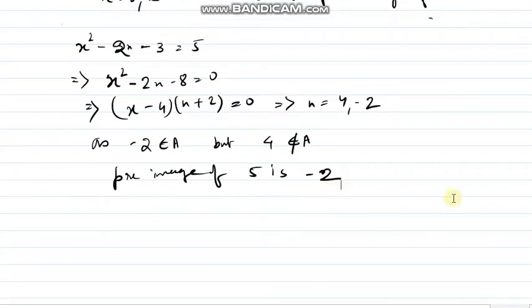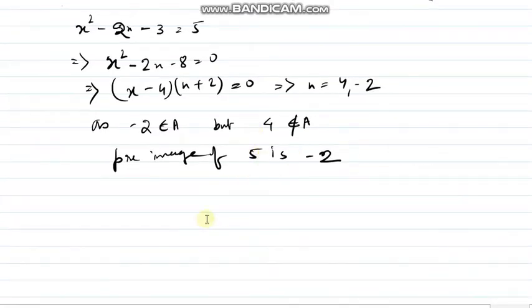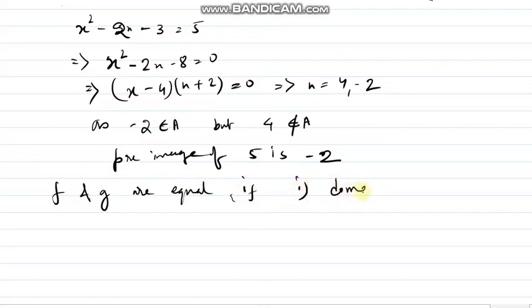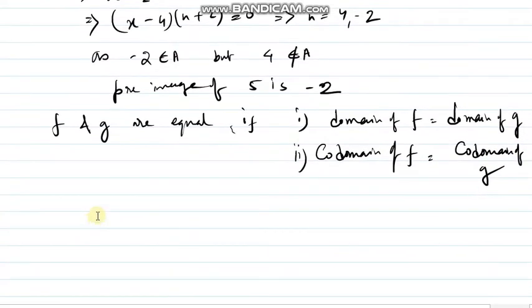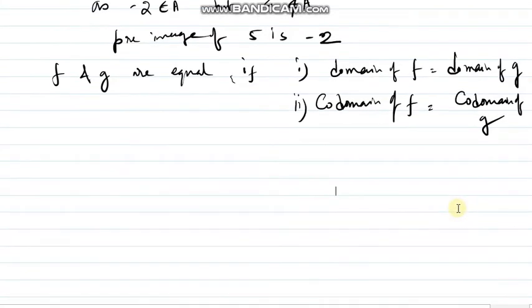Next case, the equal function. Two functions f and g are equal if two conditions are valid. One is that the domain of f is equal to the domain of g, and the second is that the codomain of f is equal to the codomain of g. So we need to check the domain, codomain and so on.